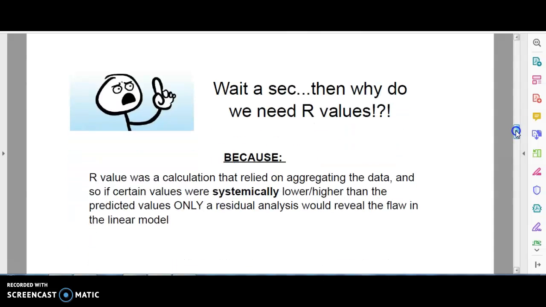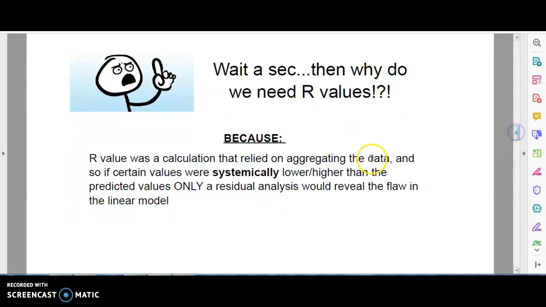Then we see our next slide. Why do we need R values? The R value was a calculation that relied on aggregating the data. When we say aggregating the data, we mean putting it all together. If you remember from the previous lesson, you're doing the sum of all the x's or the sum of all the y's, so you're putting all the data together. So the R value relies on aggregating the data. If certain values were systemically lower or higher than the predicted values, only a residual analysis would reveal the flaw in the linear model.